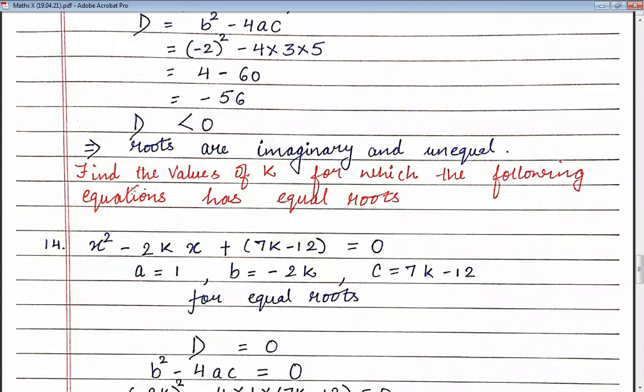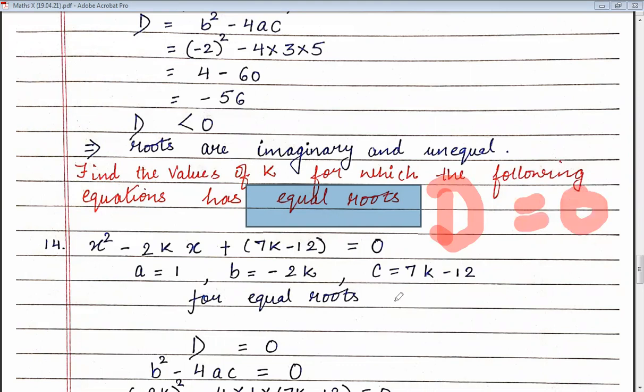Next, it is given that the following equations have equal roots and you have to find the value of k. You know that whenever you have real and equal roots, the discriminant is always equal to 0. And how do you find the discriminant? It is b square minus 4ac. So let's substitute: b square minus 4ac is equal to 0, because it has real and equal roots. I guess you are clear with this.